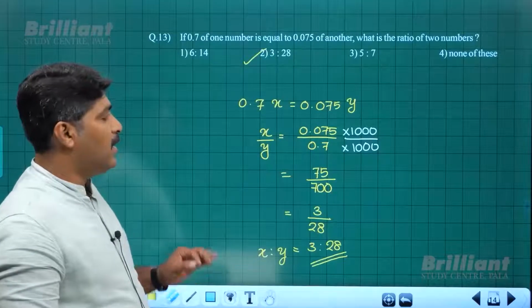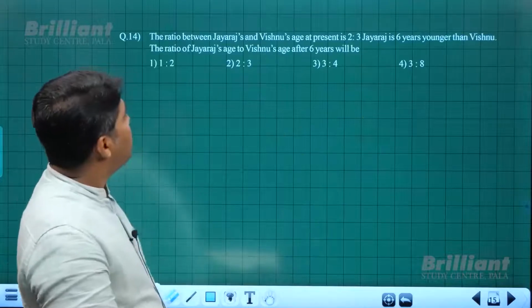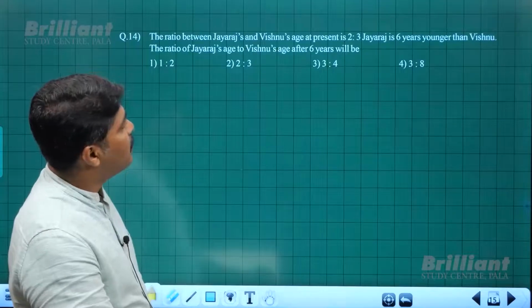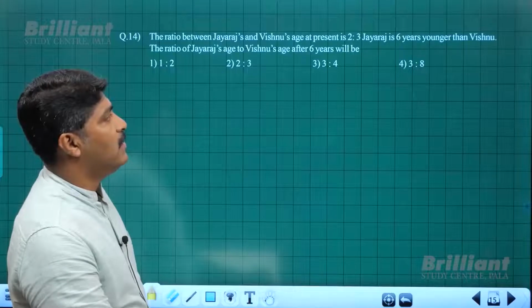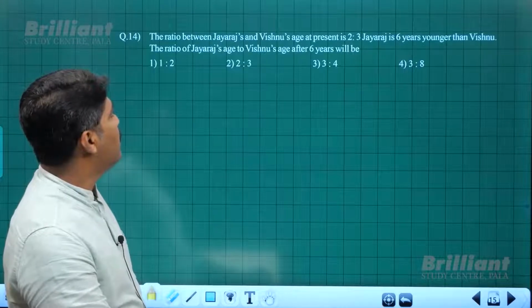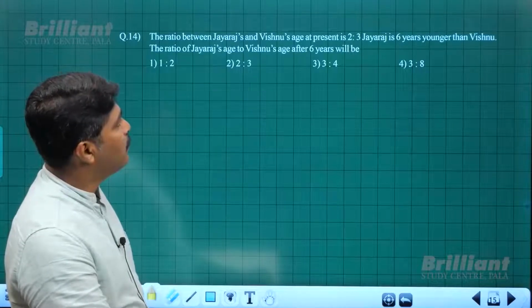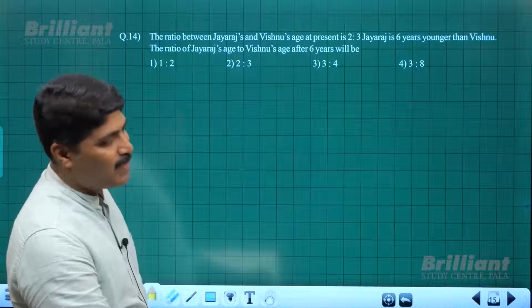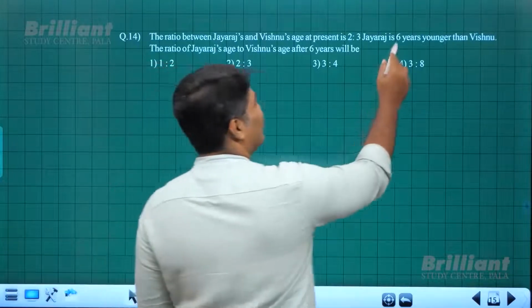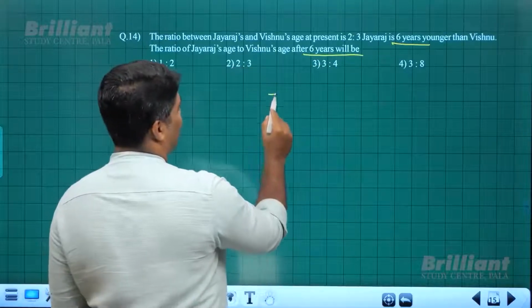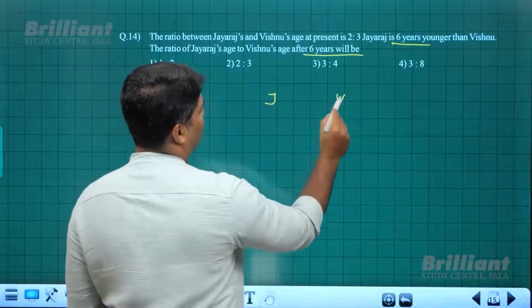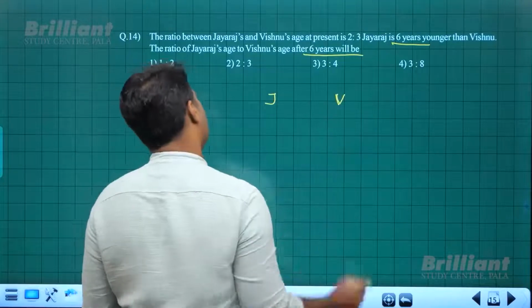So that is 3:28. The ratio between Jairaj's and Vishnu's age at present is 2:3. Jairaj is 6 years younger than Vishnu. The ratio of Jairaj's age to Vishnu's age after 6 years will be? That's a tricky question here. 6 years younger than, therefore 6 years will be. So what do you have to consider? Jairaj and Vishnu. We just consider those two persons' age.